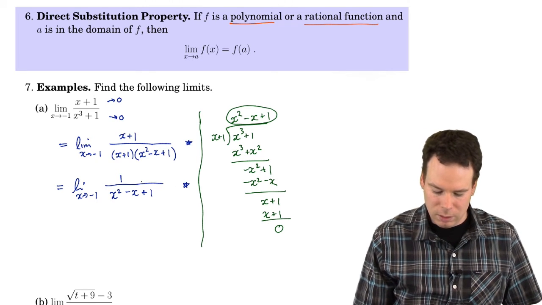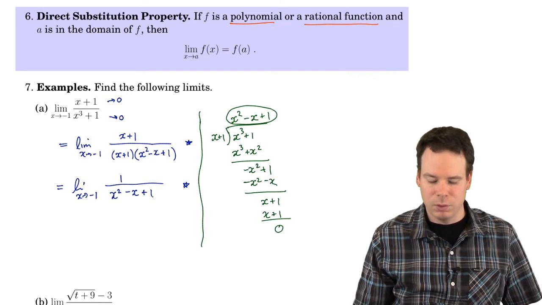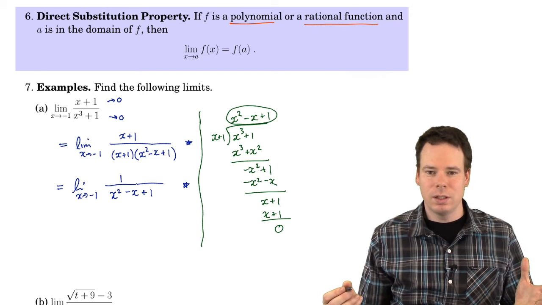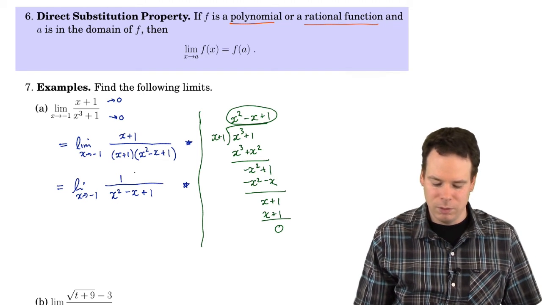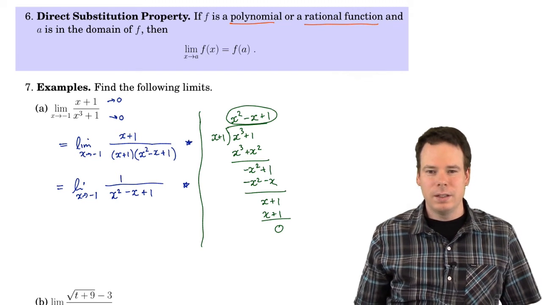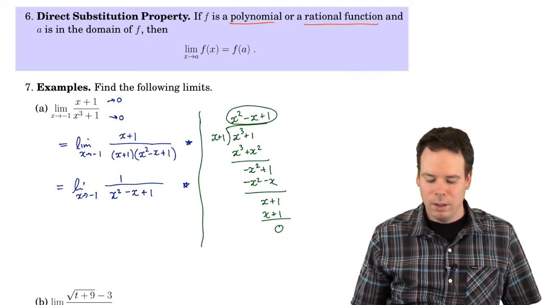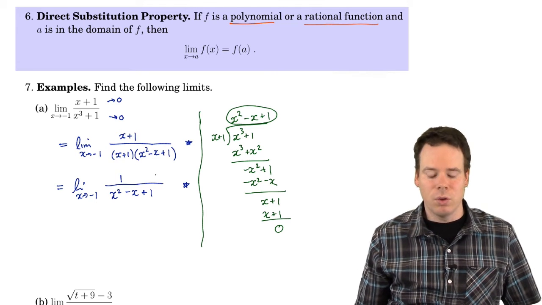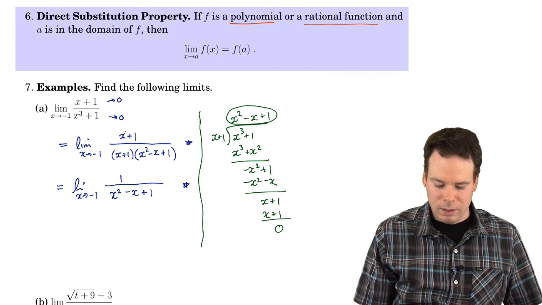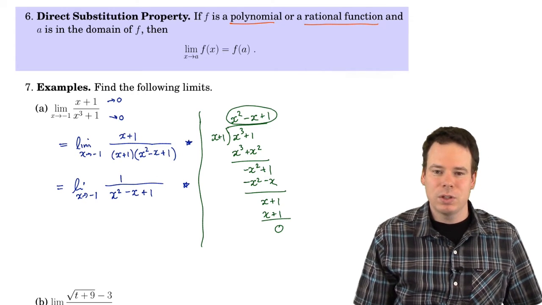This function here, the 1 over x squared minus x plus 1, that one's defined at negative 1. I can plug negative 1 into this and work it out. It's defined there. Negative 1 is in the domain of this one. Negative 1 is not in the domain of the one above. Does that matter? Well, in fact, that's the whole reason this works. So what we've found here is that these functions aren't the same, but their limits are the same.